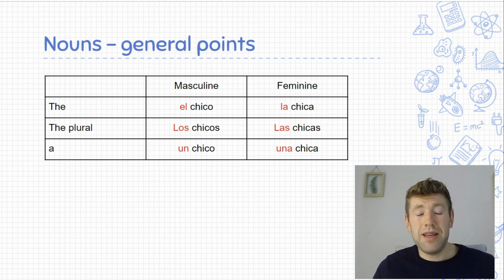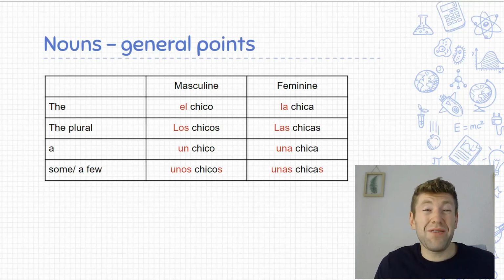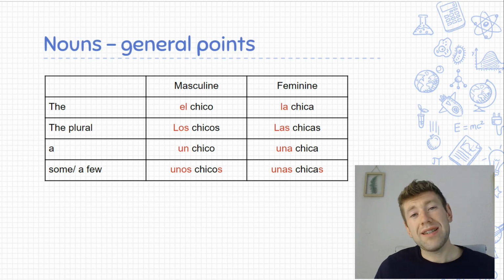A is simply un chico for the masculine, or una chica for the feminine. And the plural of this would be like a few or some. Then it would be unos chicos, the masculine plural, and unas chicas, the feminine plural.